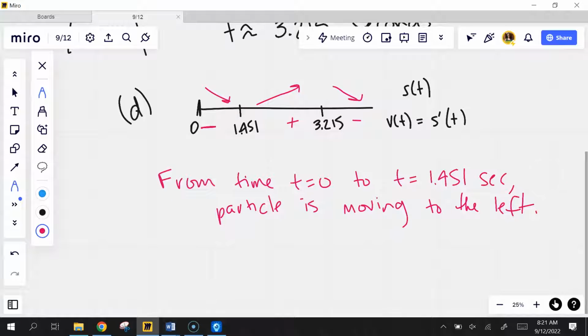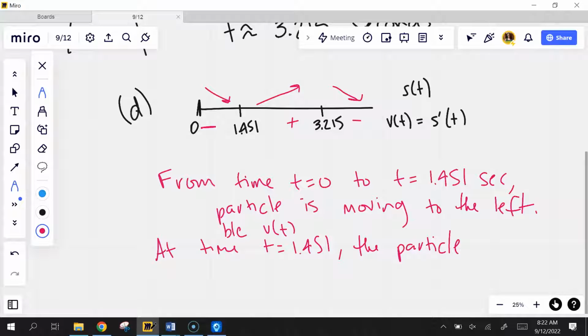Then it stops, right? So at time t equals 1.451, the particle, and I should really say here, this is a big thing on FRQs. From time t equals 0 seconds, the particle is moving to the left. You have to say why. Because velocity is negative on this interval.